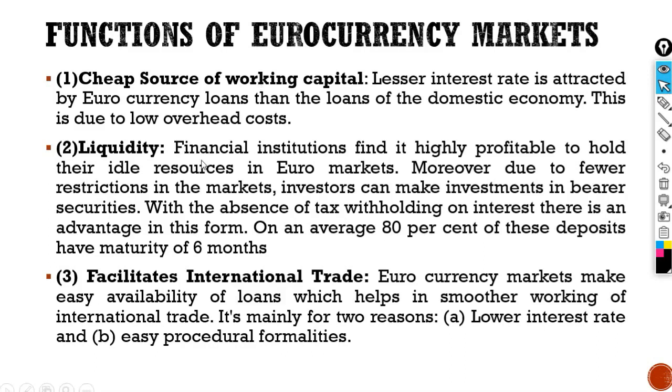Second function is liquidity. Financial institutions find it highly profitable to hold their idle resources in euro market. Moreover, due to fewer restrictions in the market, investors can make investment in better security. So there is no security required, you can directly invest in it. With the absence of tax withholding on interest, there is an advantage in this form, and on an average 80% of these deposits have maturity of 6 months. So it is a very short term loan, short term investment period. So people usually like to invest in these markets.